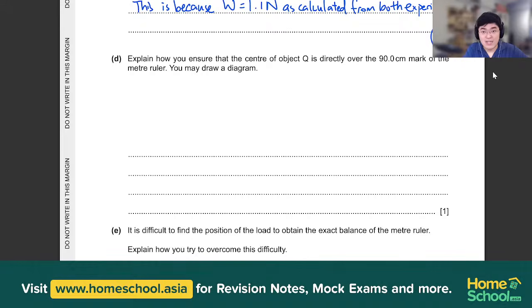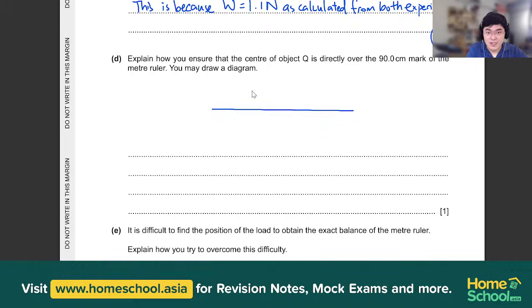The center of Q is over the 90 cm mark of the ruler, and the diagram can be used to clarify. All right. So how is that done? Pretty simple actually. Let me draw to show you how this is. This is a very good way to do it.